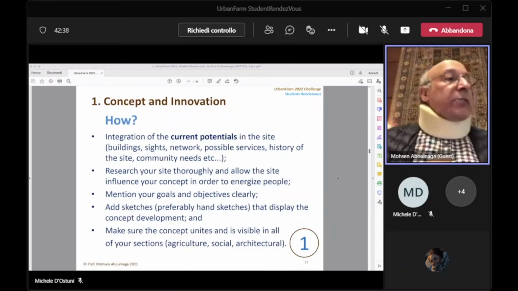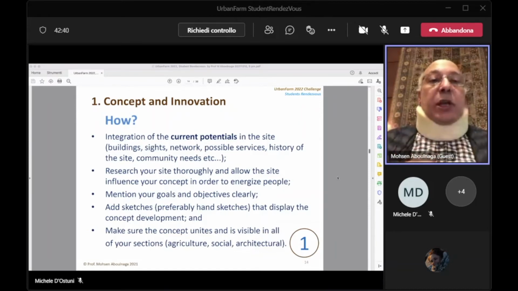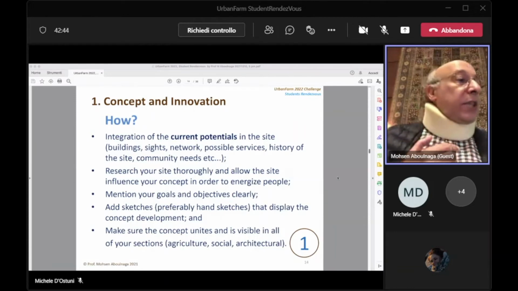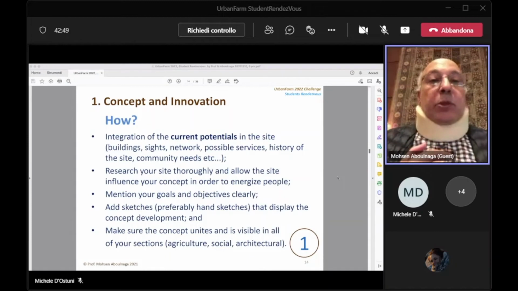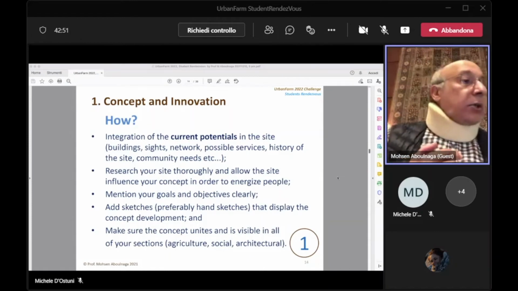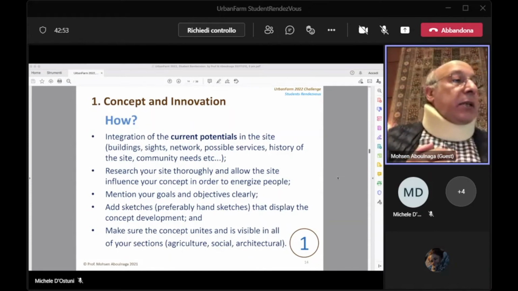Also add sketches, preferably hand sketches. If you have some talented students in your group, try to do that to display the concept and development well. And finally, make sure that the concept unites and is visible in all your sections, whether in agriculture, social, and architecture.